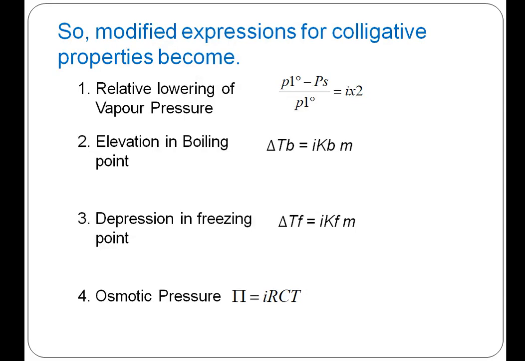So the modified expressions for colligative properties now become: relative lowering of vapor pressure, (P1 naught minus Ps) upon P1 naught, is equal to i into X2. Elevation in boiling point, delta Tb, is equal to i Kb into m. Depression in freezing point, delta Tf, is equal to i Kf into m.